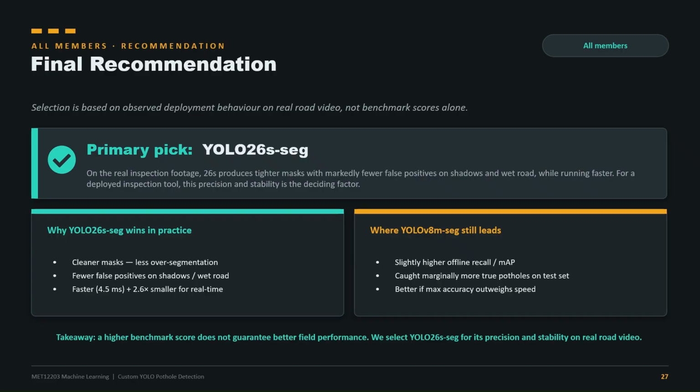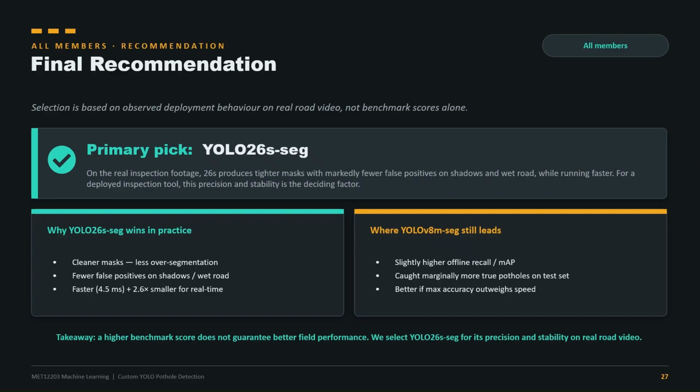On the offline test set, YOLO-8M has a slight edge on recall and mAP. But on the real inspection video, which is what actually matters, YOLO-26S performs better: cleaner and tighter masks, fewer false positives on shadows and wet patches, smoother and faster playback, and more stable detection.